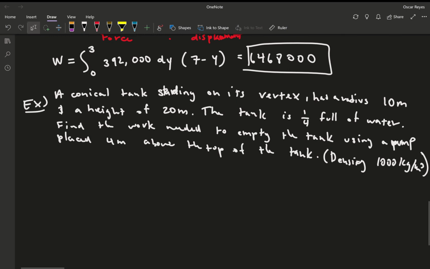Okay, so in this one, we need to see what we got. So we're going to draw it out. And the best way to draw this one out is if we draw the conical tank with the vertex at 0, 0. So we know that the radius is 10.